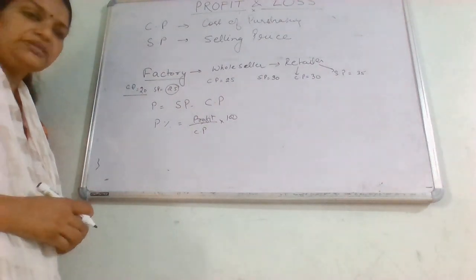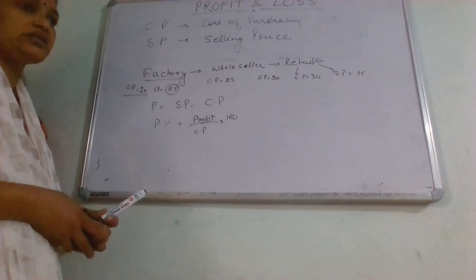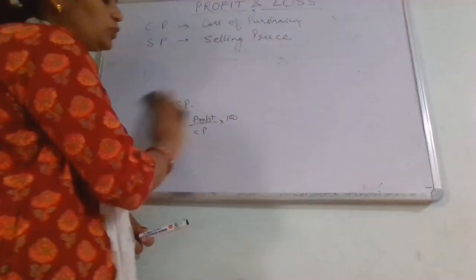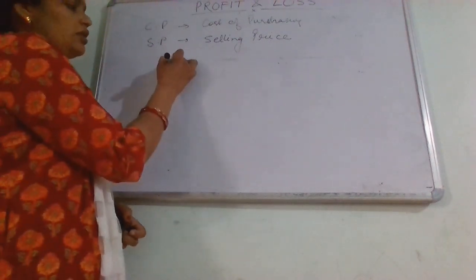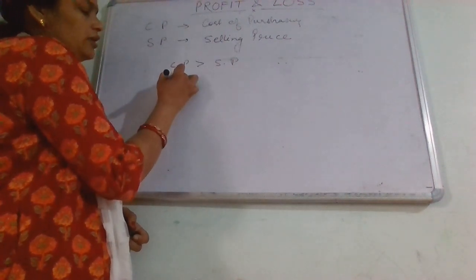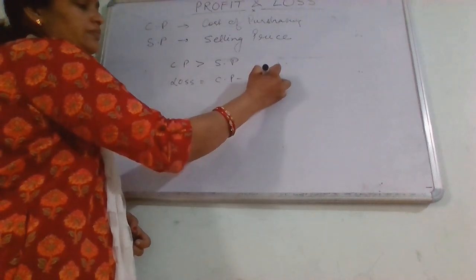Right? Sometimes we get loss also. Not in every case, but yes, sometimes we get a loss also. We get a loss when my cost price is greater than my selling price. So when CP is greater than SP, my loss will be equal to CP minus SP.